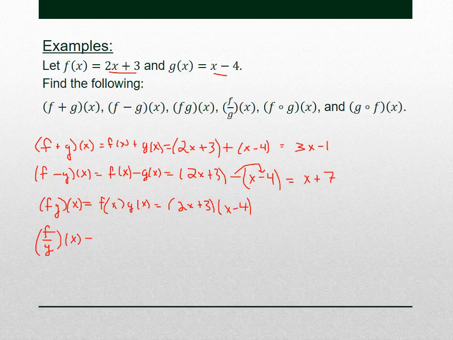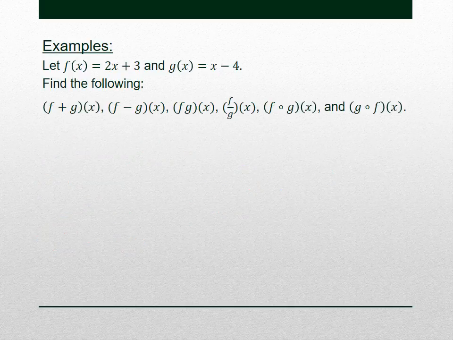What about f over g, or f divided by g of x? What is that? Well, for that, we take f of x and divide it by g of x. So f of x is 2x plus 3. g of x is x minus 4. And there it is, f of x over g of x.